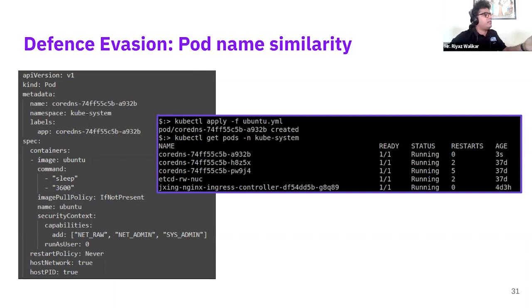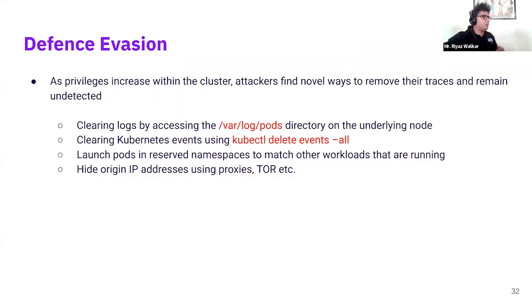Now, if you look at this screenshot on the right, you wouldn't be able to identify by simply looking at the name of the pods which one of them is malicious. I mean, there's a way. If you look at the age, for example, you can see that one of them was started 3 seconds ago, the rest was 37 days ago when the cluster was created, right? But at first glance, you'd have to do a little more digging to figure out. But at first glance, pod name similarity is a way to evade any defenses. The defense being here, you as an active administrator looking through the Kubernetes environment.